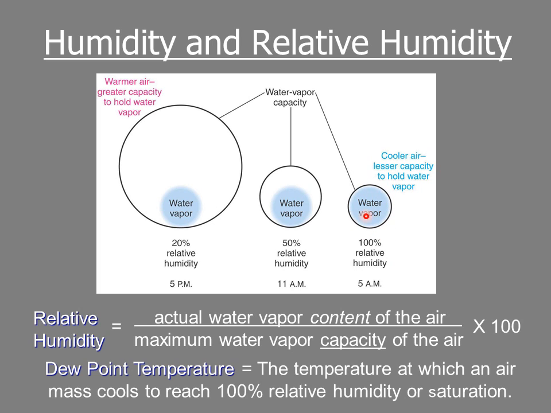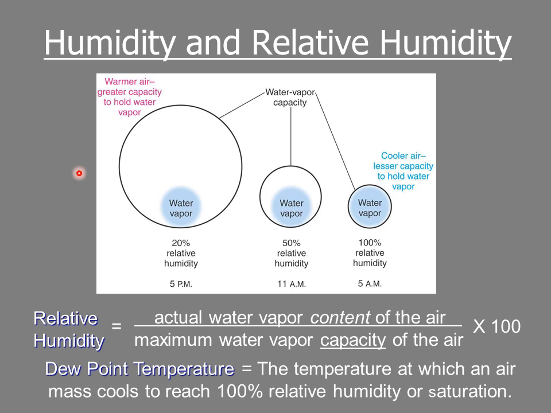The air mass cannot hold any more water vapor, and that's because at 5 a.m. you have the coldest time of the day. That's oftentimes when dew forms, hence that will give us dew point temperature down here in a second. Okay, so relative humidity is how much water vapor content is in the air, divided by the capacity, and then times 100 just gives you a percentage.